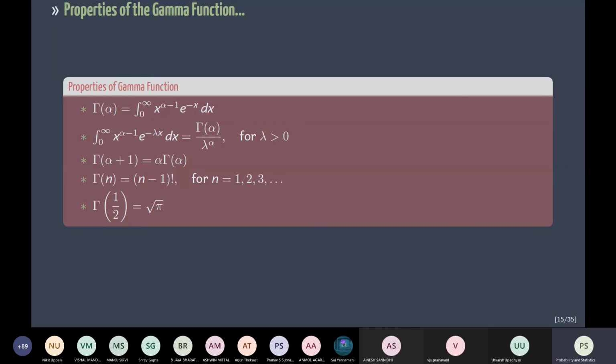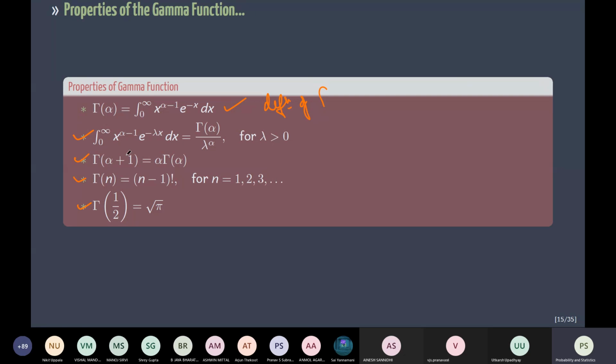These are the properties of the gamma function that we are not going to do today, because we have only 4 minutes left. This is exactly the definition of the gamma function itself; it is not really a property. But these are the properties of the gamma function, and they will be very useful.